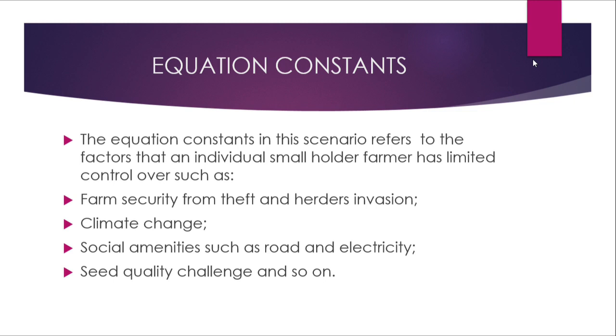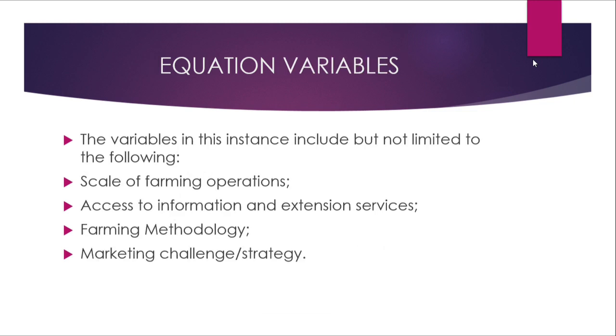Social amenities such as road and electricity. It's a constant. When there is no road to your farm, no matter what you produce, there will be a problem getting them out to the marketplace. Seed quality challenge, and so on and so forth. There are many of them. They are constant, so they have to be addressed.